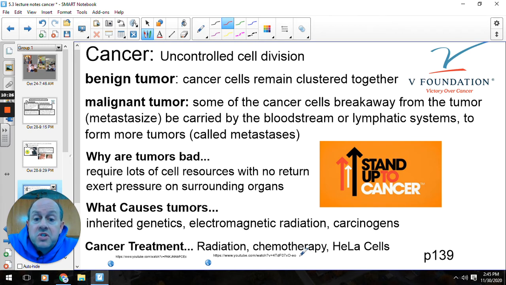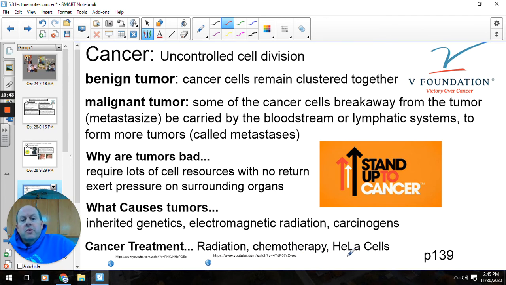Sometimes we get most of them, but the cells kind of go into remission. We say the cancer is gone, mostly. But then after time passes, those cells start to uncontrollably divide again, and the cancer returns. And so that's just one type of treatment.